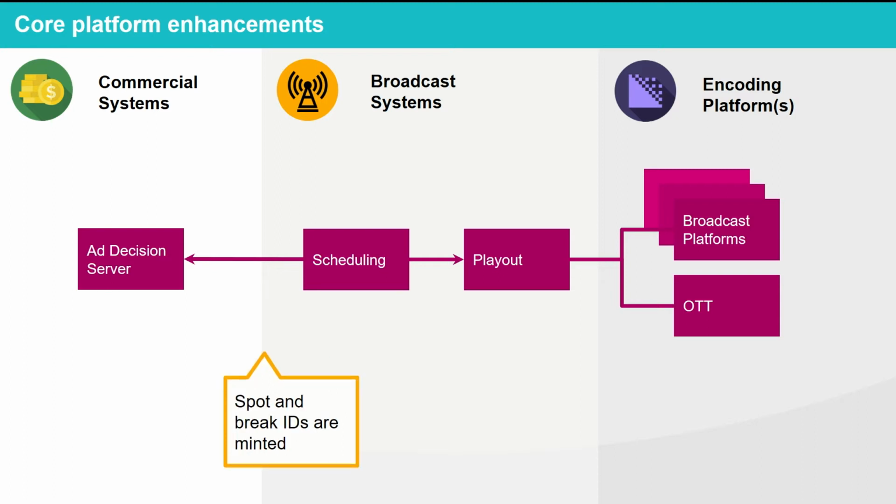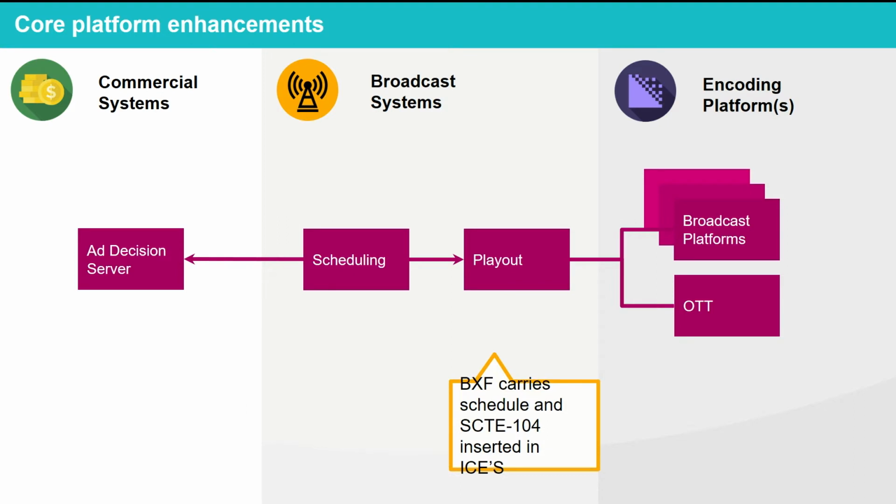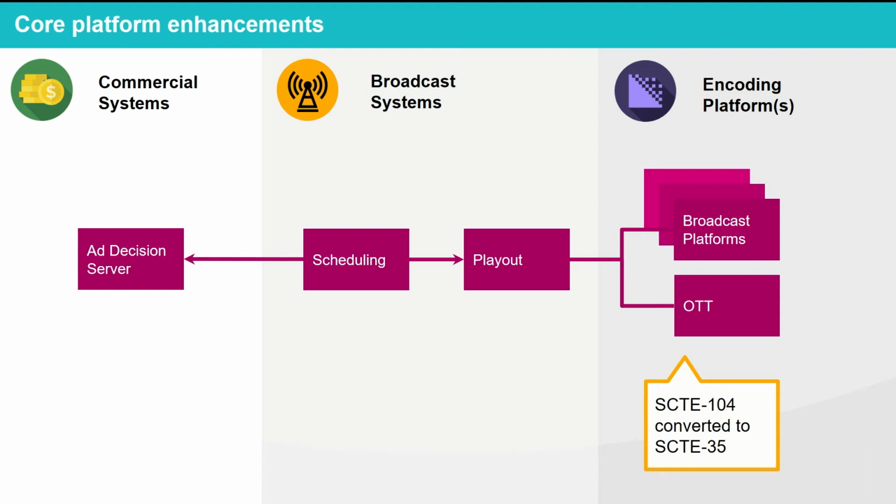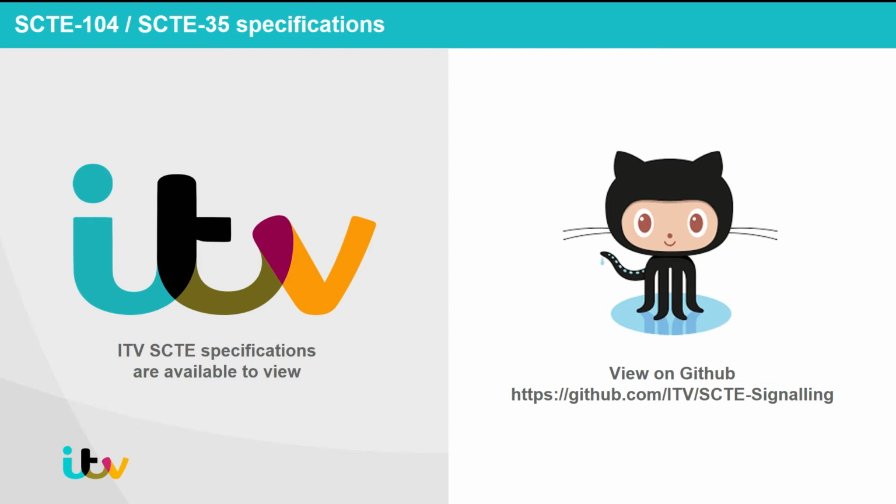signaling common spot and break IDs and minting them in the scheduling system so that they could go onto the ad decision server. And these spot and break IDs are passed on via broadcast exchange format to the playout system, and in-band in the SCTE 104s, they're inserted in the ICEs, which is upstream of the Miranda card, which means all of the broadcast platforms on OTT will inherit the same SCTE 104 events when you get down to the encoding platforms. Then when the SCTE 104s are converted in OTT platforms, you get your SCTE 35s. If you're interested, our SCTE 35 and 104 specification is on GitHub, and if you want to check out the slides afterwards, you can see how we've approached it.